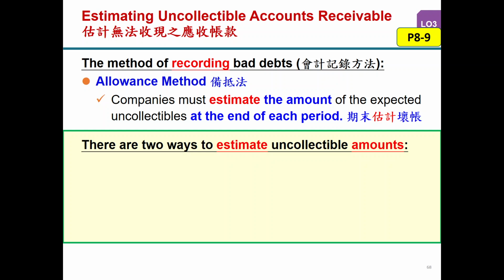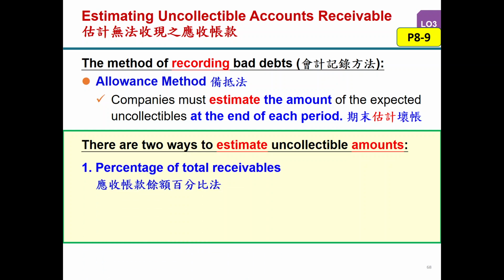So we estimate the loss at the end of each year. When we want to report our risk, we have to calculate the amount, right? So how do we calculate the amount? We have two methods, right? The first method is percentage of total receivables. The second method is aging the accounts receivable. Okay? So what's the difference?